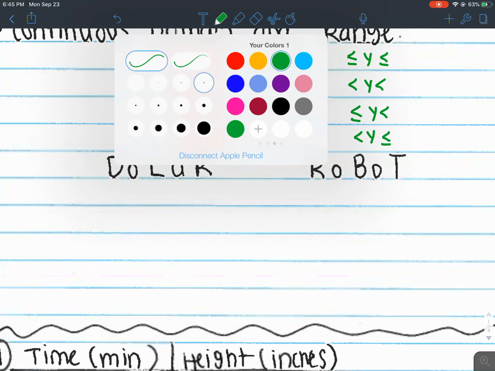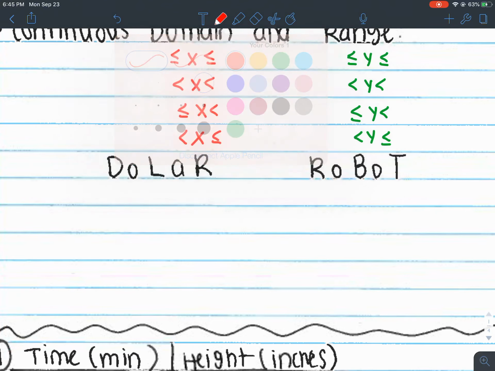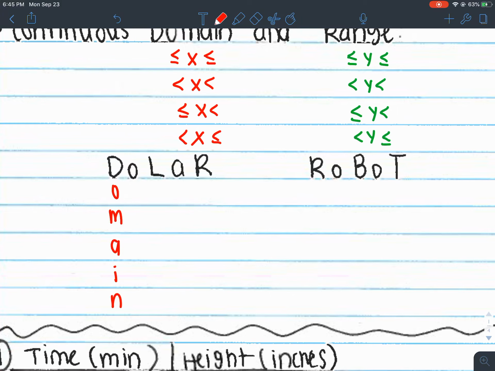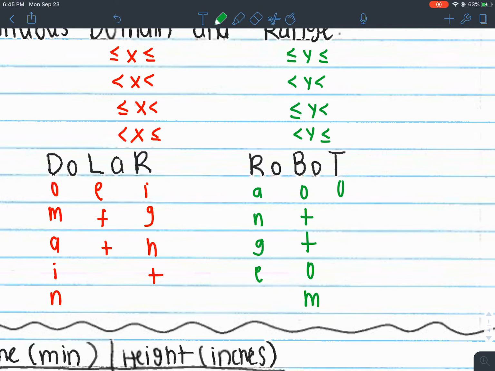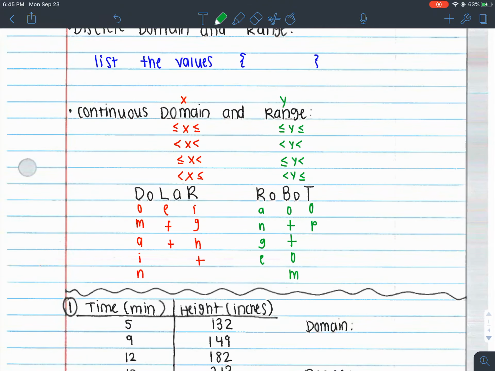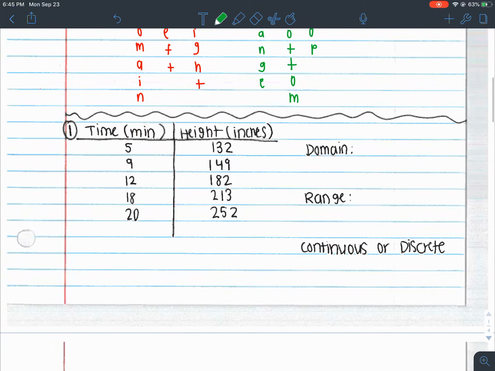Okay, and then I showed you guys this neat little thing called Dollar Robot, and this just tells us how we're going to look at domain and range. So for Dollar, we're talking about our domain, and we're going to be looking at our data from left to right. For Robot, that's going to be our range, and that's when we look at our values from bottom to top.